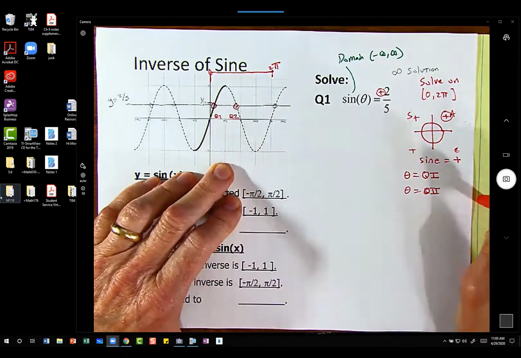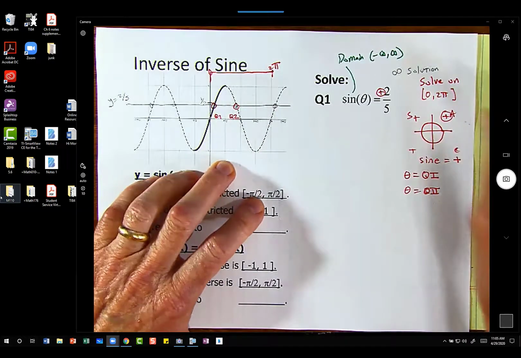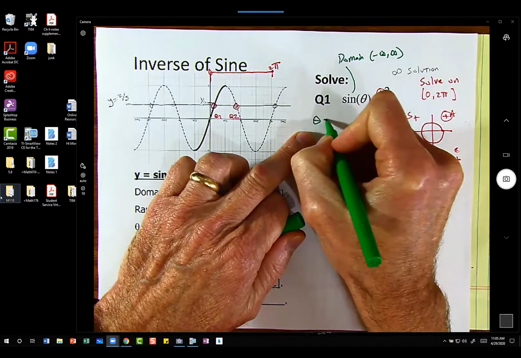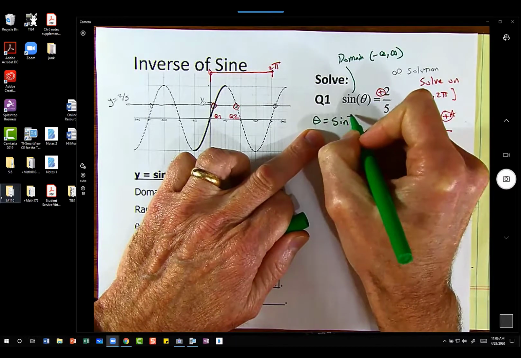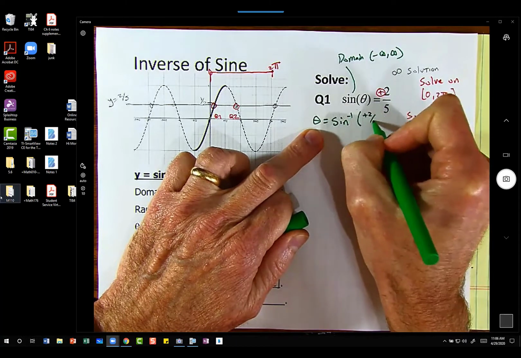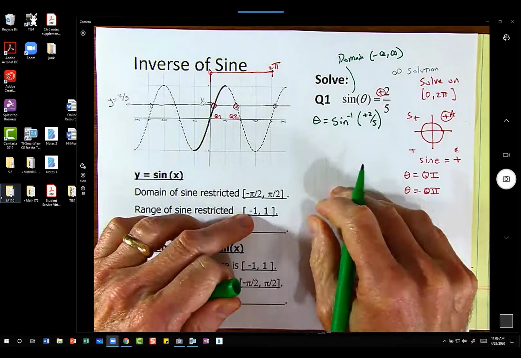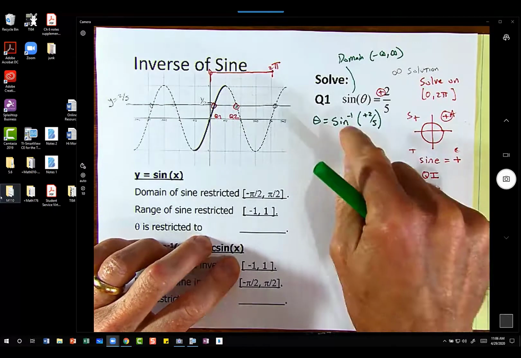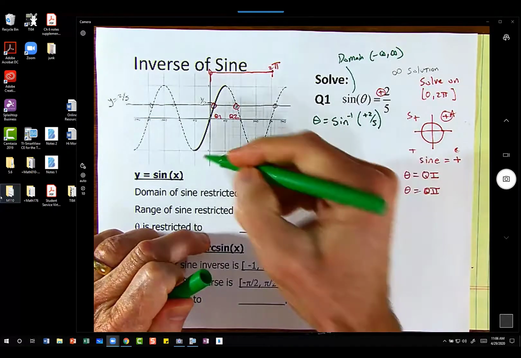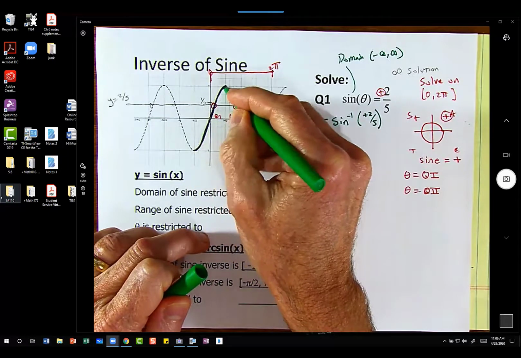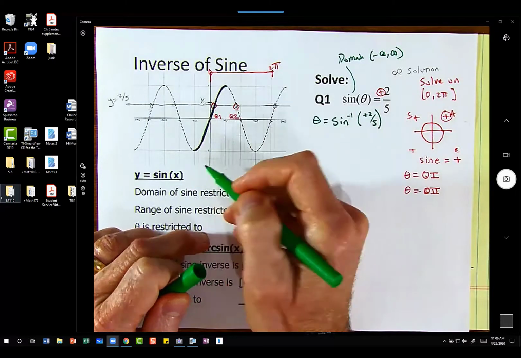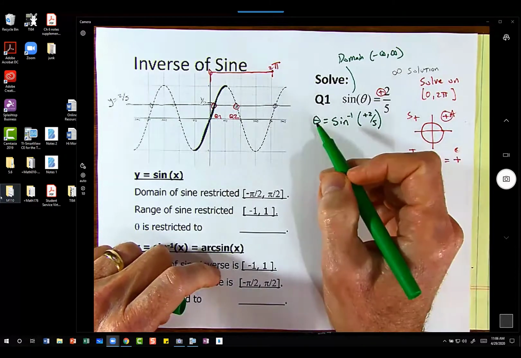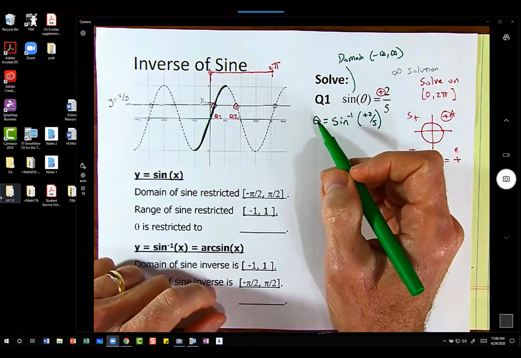Now, here's the dilemma. We can use sine inverse. Theta will equal sine inverse of positive 2/5. Now here's my dilemma. As soon as I switch to sine inverse, I have to rely on the restrictions, and the restrictions are only here. I'm restricted to which quadrants. When I answer this one, which quadrants will theta possibly come out as? 1 and 3, but not 2.